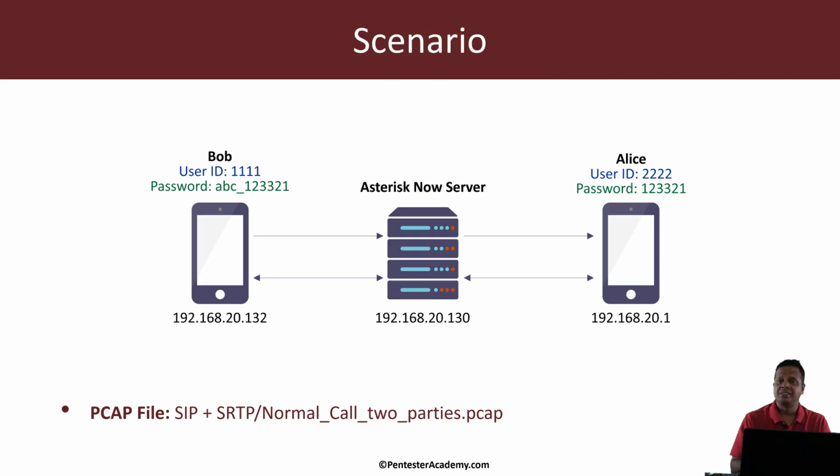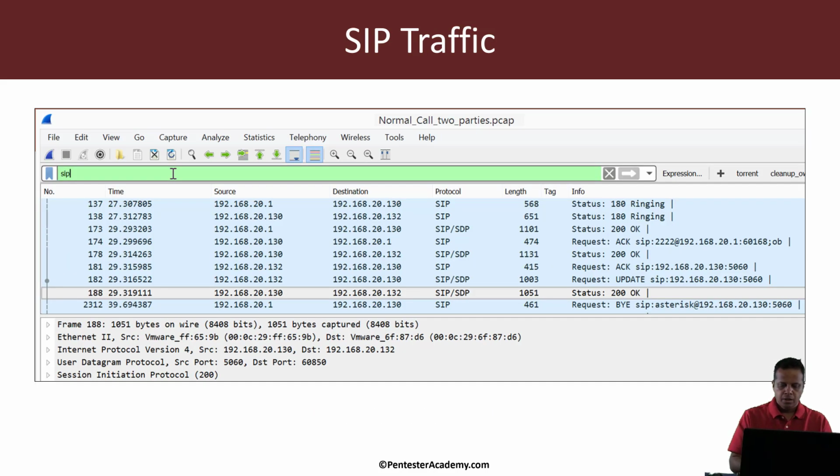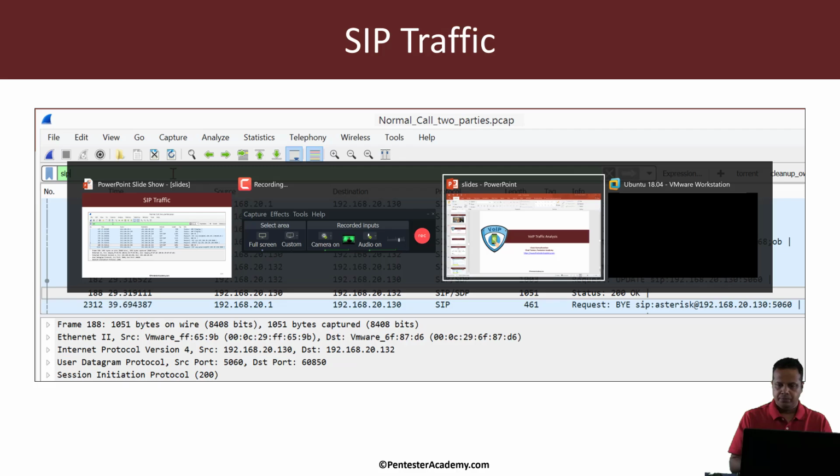Okay, the scenario remains the same. We have Bob, we have Alice, we have the asterisk server in between. But in this case, what we are going to do is analyze the voicemail call. The normal call between two parties is something we'll do in later videos. So let's jump right in.